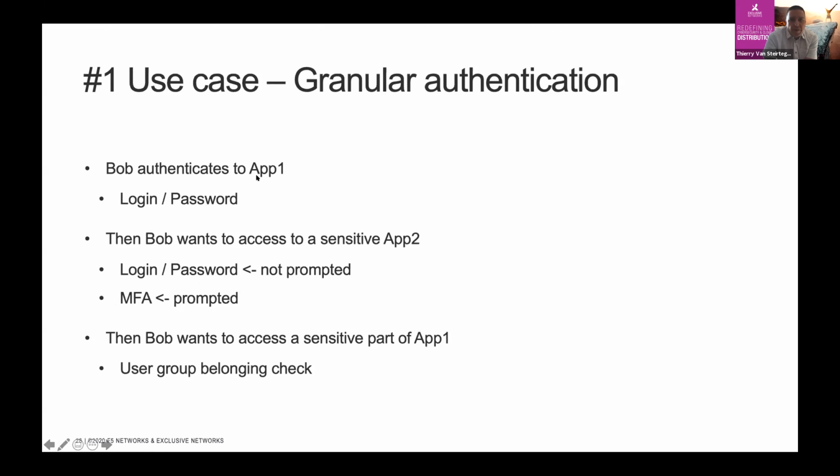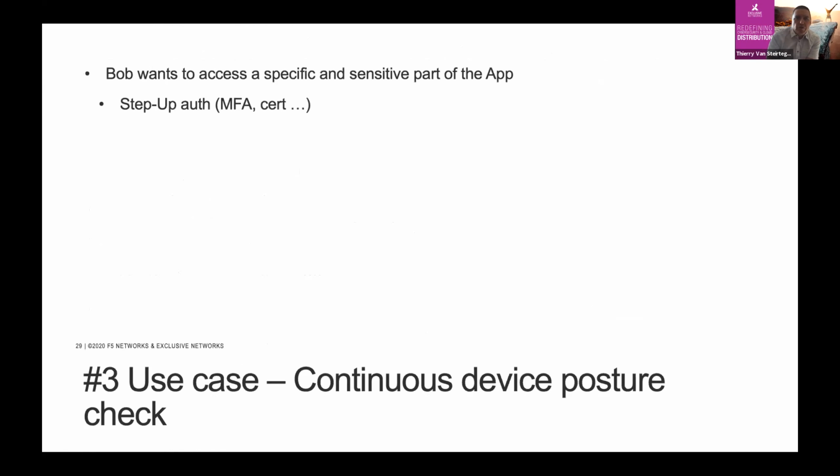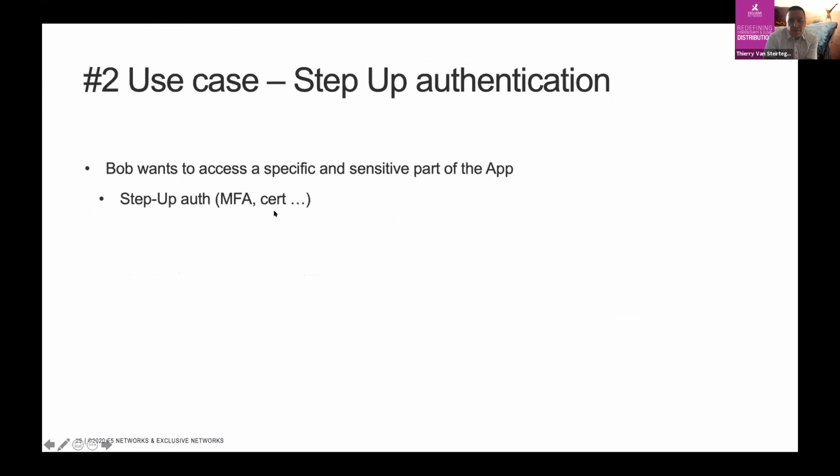Then, Bob is already granted for application 1 and application 2. And in application 1, we have some sensitive parts. So therefore, before he is allowed to log in to the sensitive part, we are going to check a group. Maybe we can ask Bob again to re-authenticate himself or to do MFA a second time to prove that he is Bob again when using the sensitive part of application 1. Another use case is step-up authentication. So we are going to tell Bob, okay, before we do the sensitive part of the application, we are going to start some certificate exchange by doing certificate authentication.